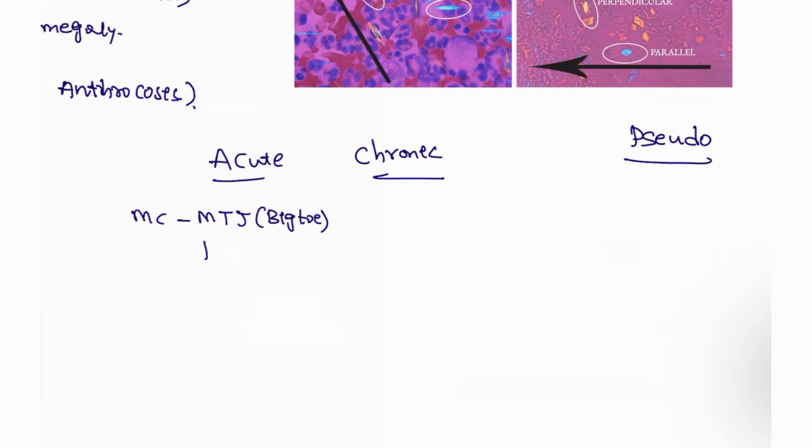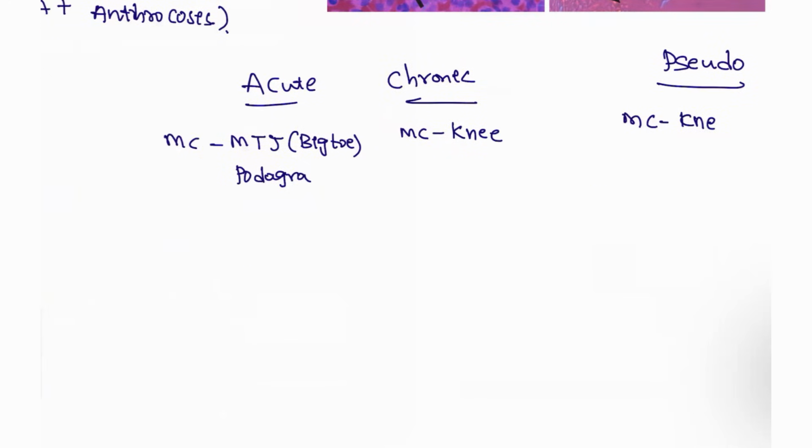And that is also known as a podagra. Next, in chronic gout, the most common joint will be the knee. And in pseudo gout also, the most commonly affected joint is the knee. And it is gout. Gout means we are going to check the uric acid.